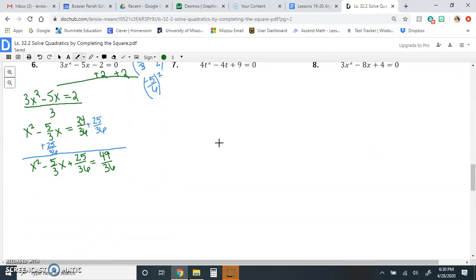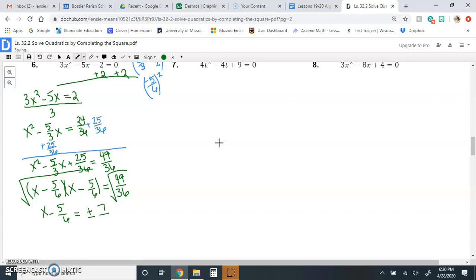Okay, so now I'm ready to factor. Remember, my 2 binomials should be exactly the same. So of course, x times x gives me my x squared. Square root of 25/36 gives me 5/6. But in order for them to add and be negative, I know that they're going to have to be a negative 5/6. I'm ready to square root both sides. Of course, what I do to one side, I have to do to the other. So I end up with x minus 5/6 equals plus or minus, the square root of 49 is 7, the square root of 36 is 6. So it's plus or minus 7/6.